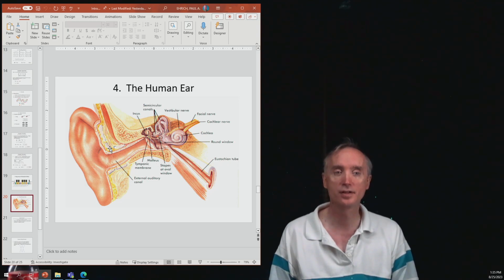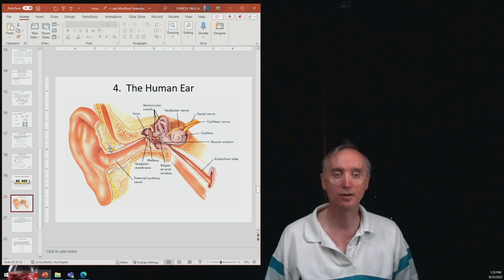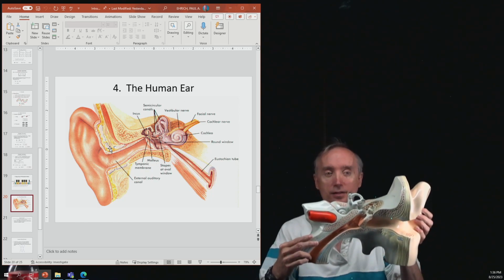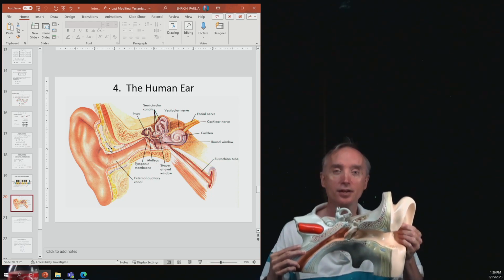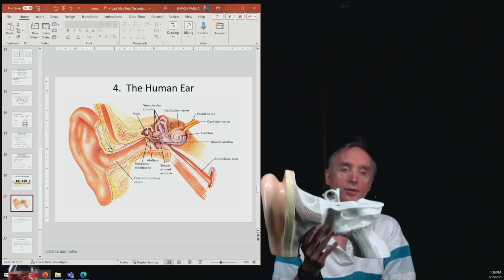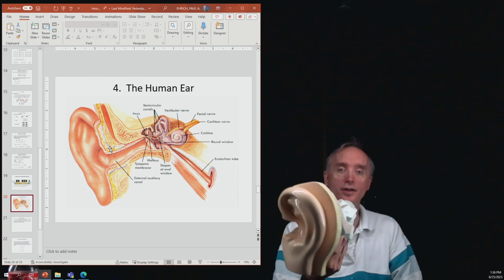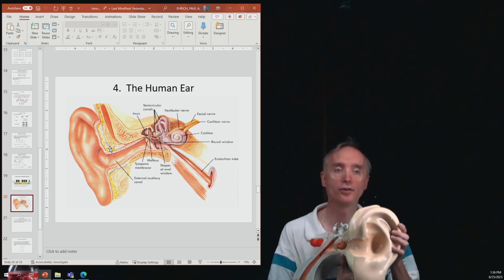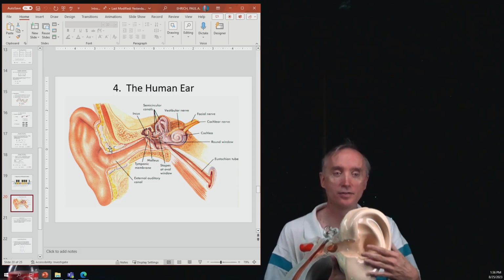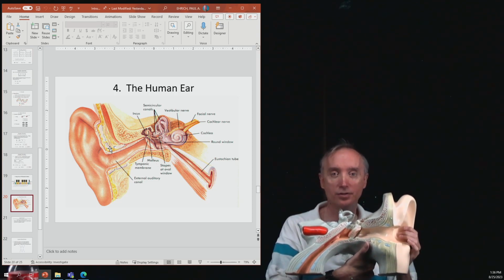Okay, for our final segment, we want to talk about how the human ear works. In order to do this, I went over to the biology department and I got the big giant ear. So here is a model of the ear. Now, unfortunately, you can see that it's reversed. It would have been very nice if it could have been like this, but it's not. So as I refer to this picture over here, I'll also refer to this model so that you can see everything in 3 dimensions.